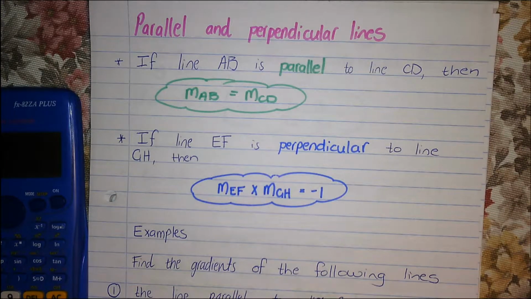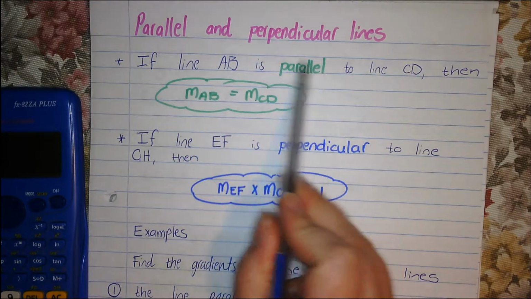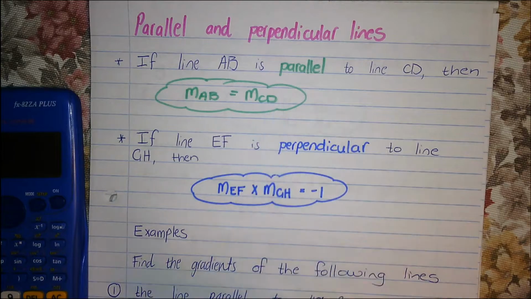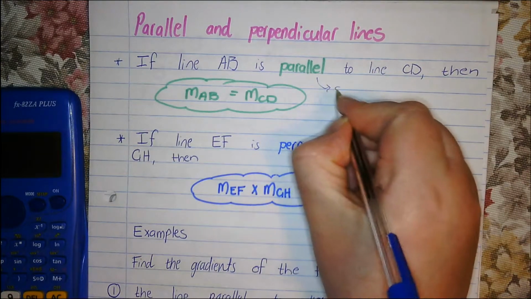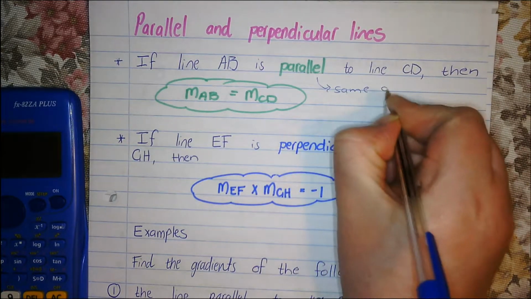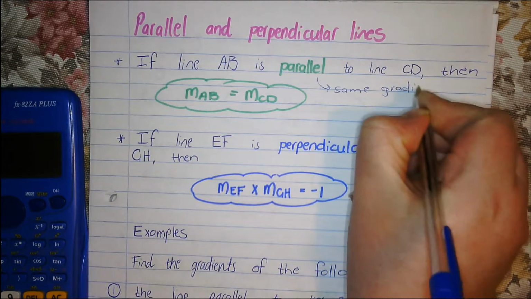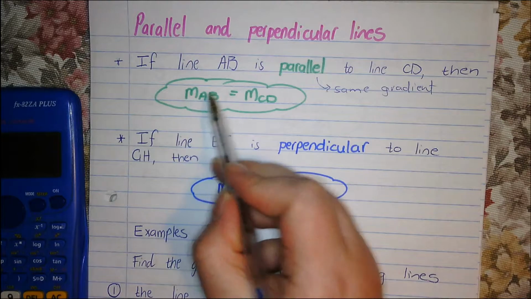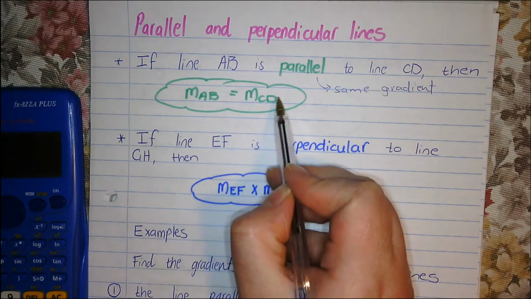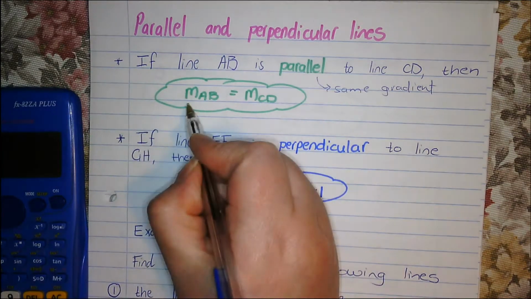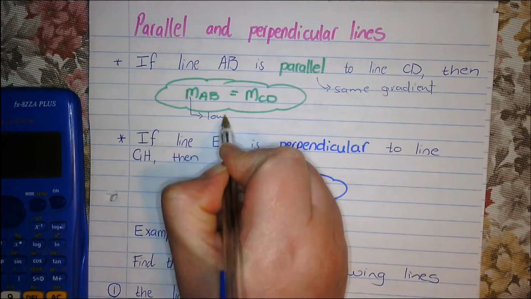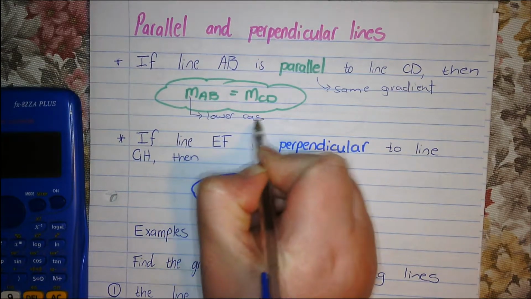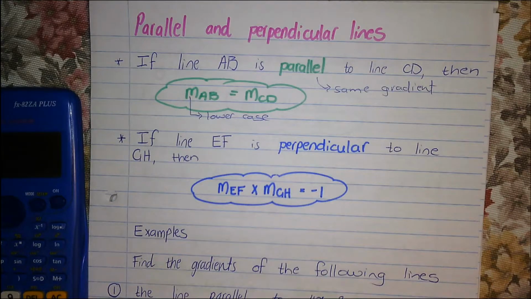So let's just look at the gradient of parallel and perpendicular lines. If lines are parallel, then they must have the same gradient. So if line AB is parallel to line CD, then the gradient of AB is equal to the gradient of CD. Please note that this is lowercase m. Please don't make it uppercase, it's a lowercase m.